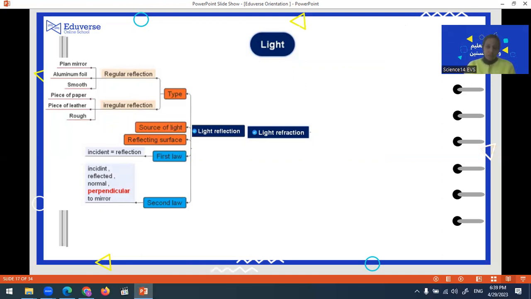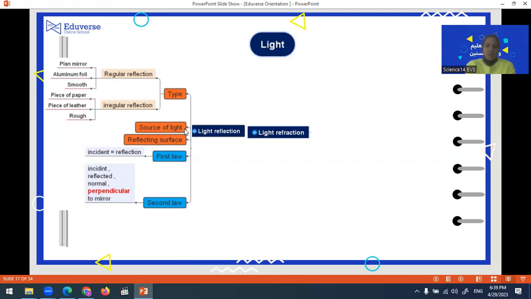What about the irregular reflection? It's when the light falls on a reflecting surface like a piece of paper. It's a rough surface, like a piece of leather. As we said, it's rough, so the light will be reflected in different directions. Okay, if we have a rough surface and the light is reflected in different directions, we have irregular reflection. If we have a smooth surface, the light will be reflected in one direction, so we have regular reflection.